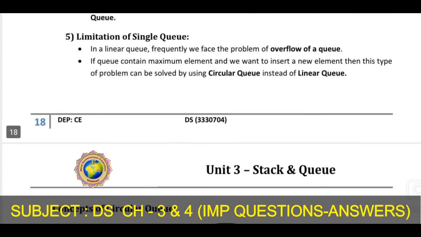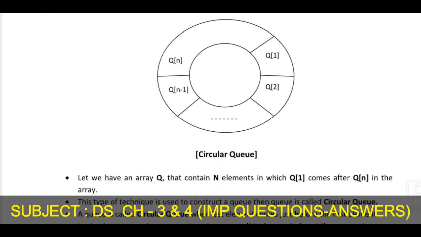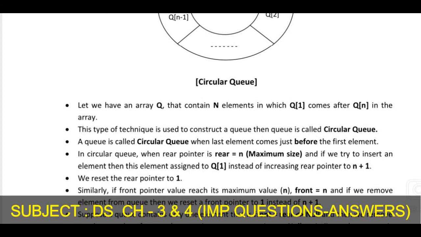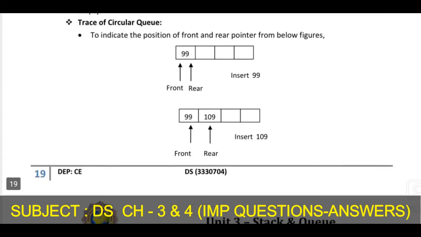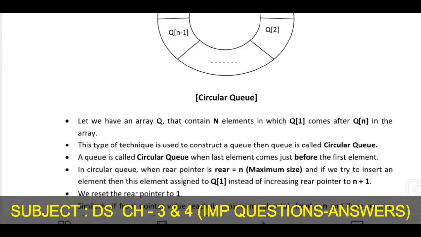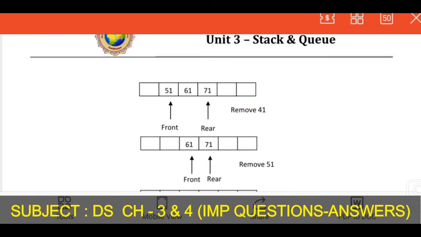Then limitation of simple Q. Now the concept of circular Q. So we have already seen the concept of circular Q in the video lecture series. So here this one is a circular Q. This is the trace of circular Q. Here once again this one is a simple trace of Q.